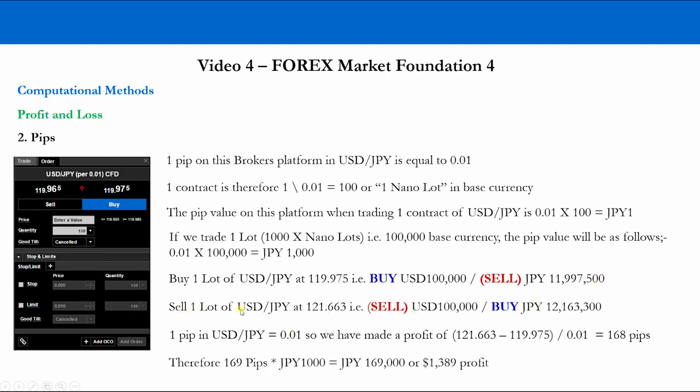So we sell 1 lot of dollar yen at 121.663. So we sell $100,000 and buy 12,163,300 Japanese yen. So 1 pip was spot 0.1, which means we've made a profit of the difference divided by spot 0.1, which is equivalent to 169 pips. So we'll just round it up to 169 pips times 1,000 yen is 169,000 yen. To work it out in the base currency, we just divide by the current exchange rate.